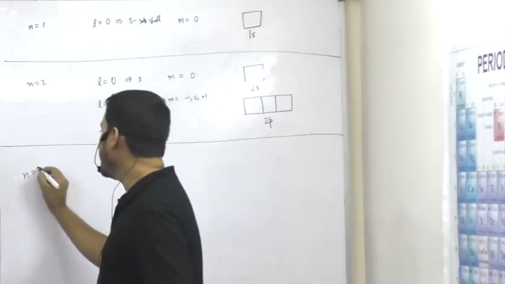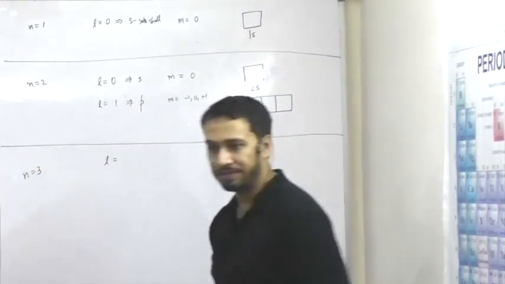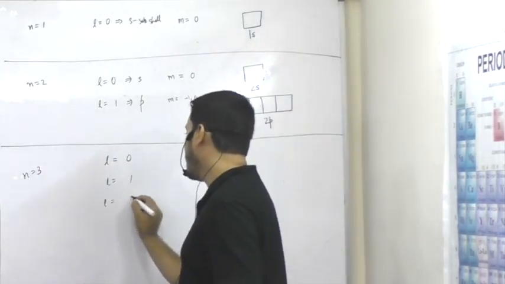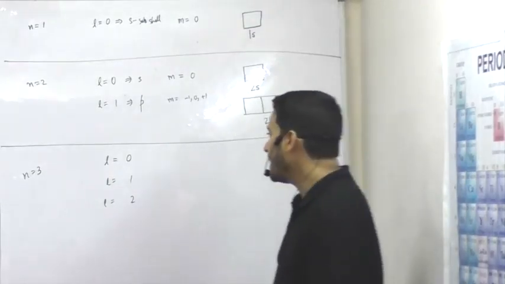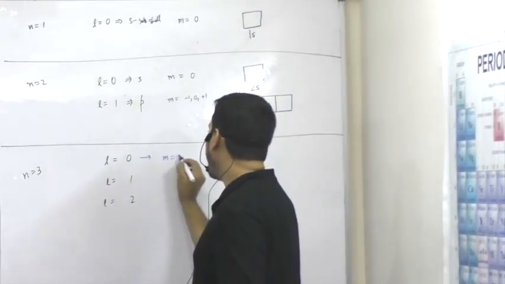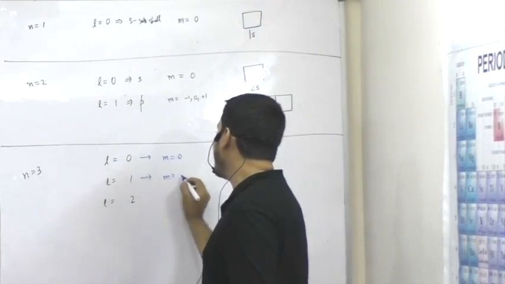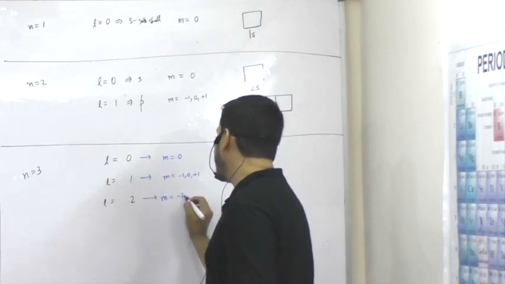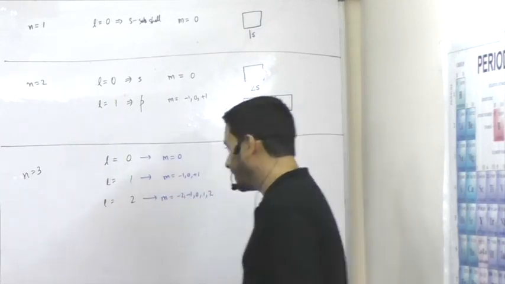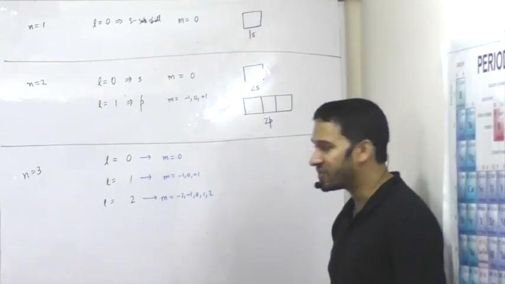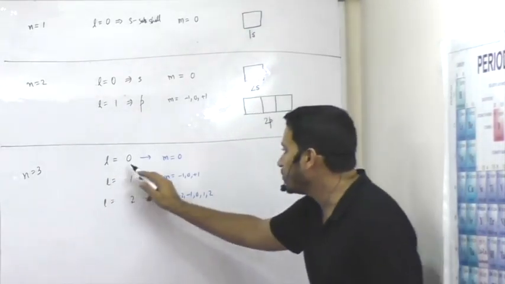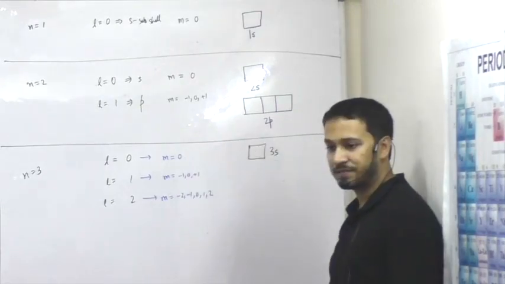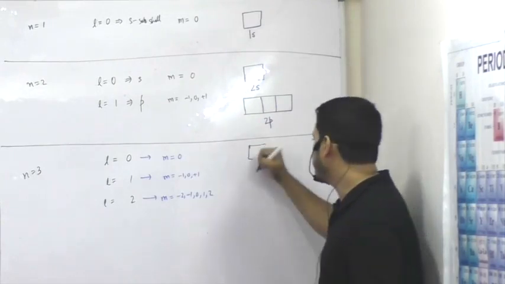If n is equal to 3, what are the possible values of L? It could be 0, 1 or 2. There are 3 possible values. L equal to 0 means M equal to 0. L equal to 1 means M will be minus 1, 0 and plus 1. And L equal to 2 means M can have what values? Minus 2, minus 1, 0, 1 and 2. 5 values. Yes. So n equal to 3, L equal to 0, M equal to 0 corresponds to what? 3s. Yes or no?